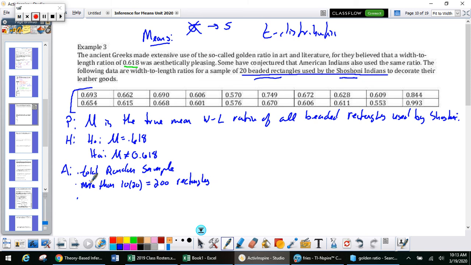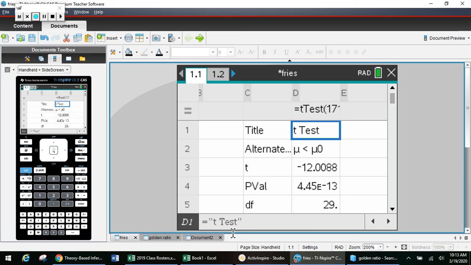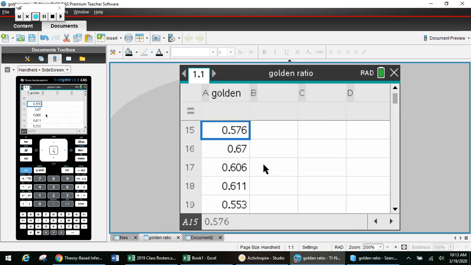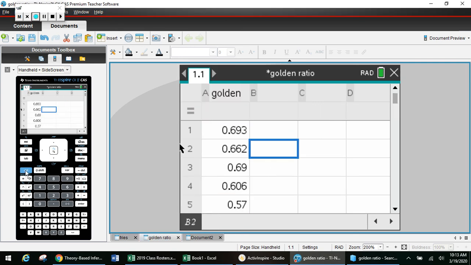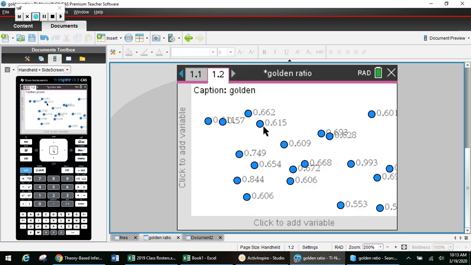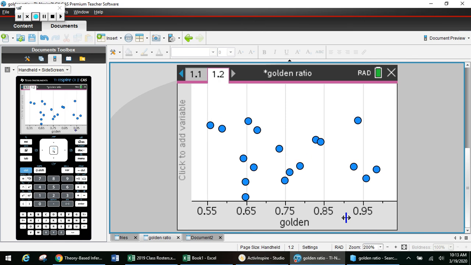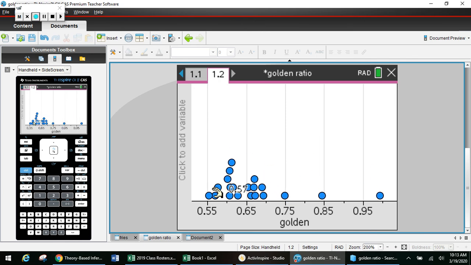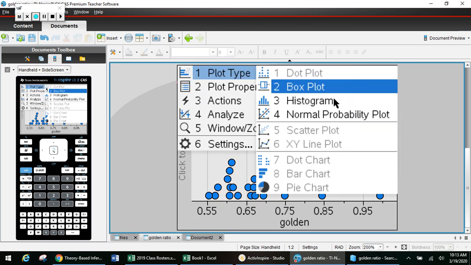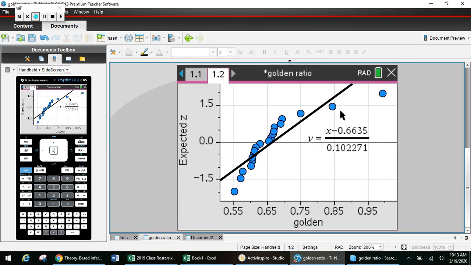All right, so we're here. We need to go graph this thing. So 20 is not bigger than 30, so I have to go and graph it. Now I've already typed this in just to make my life a little bit easier. In order to graph this, we're going to add a page, and I can do dot plots. Okay, so here's the golden ratio. Oh, okay, so it looks like it's a little bit skewed to the right, doesn't it? Let's look at a normal probability plot. Yeah, it definitely looks slightly skewed.